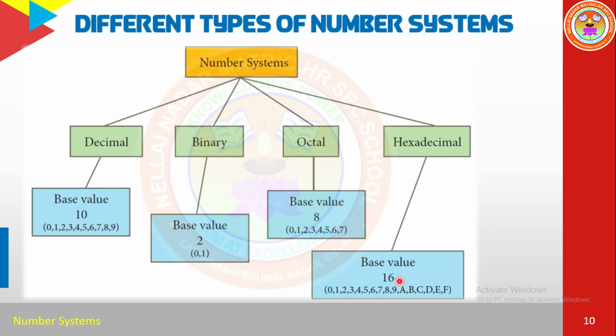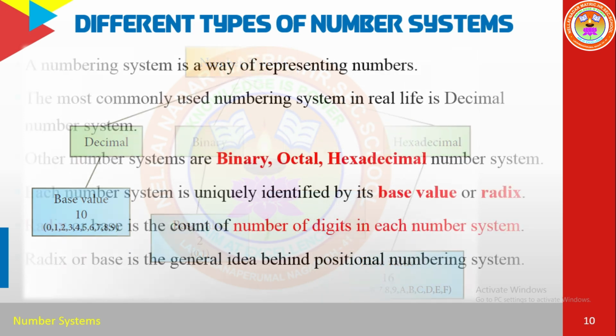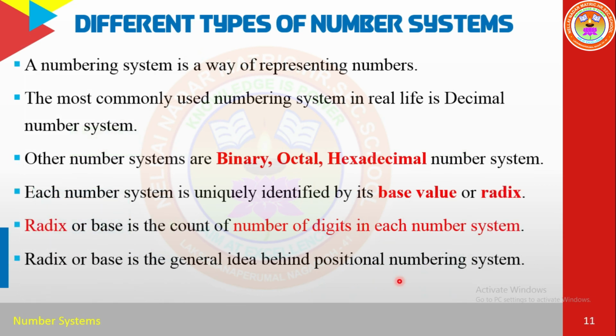Yes. So this is the topic we are going to discuss, especially for this chapter number 2, exercise number 2.3. We'll see one by one the different types of number systems. Before that, let us know some information regarding the topic. The first point: a numbering system is a way of representing numbers. Point number 2: the most commonly used numbering system in real life is the decimal number system.